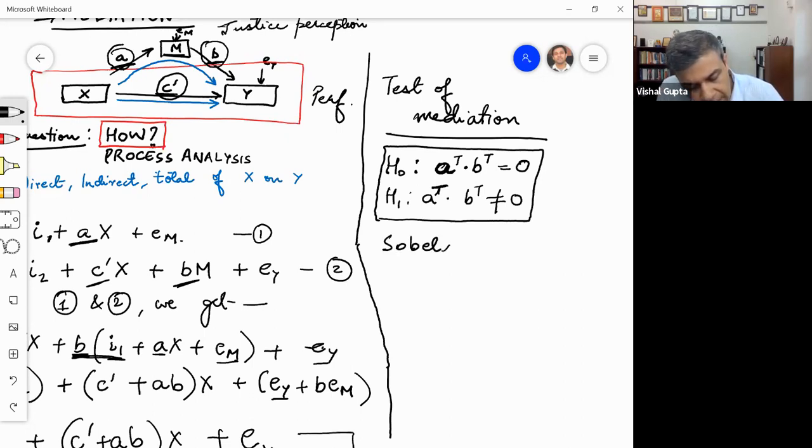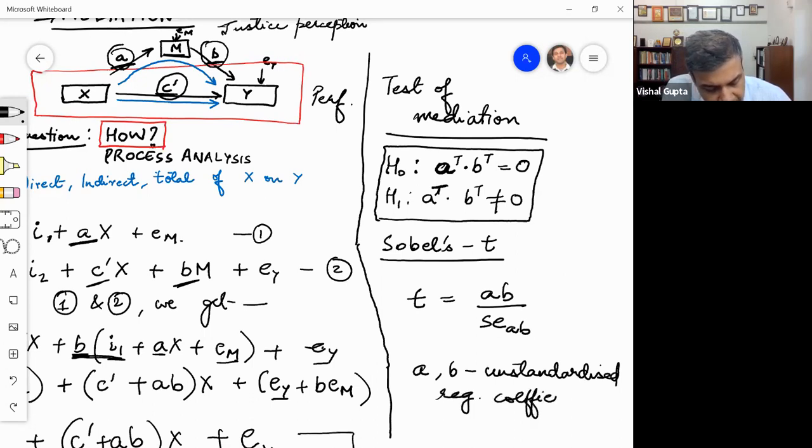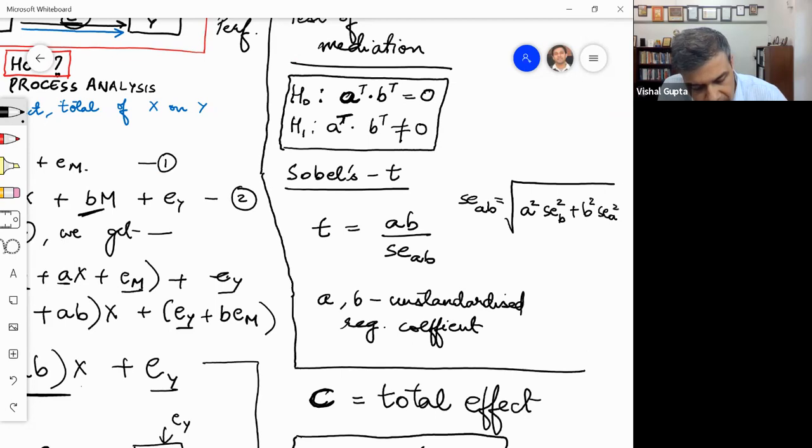There are two ways to test the significance of the indirect effect. The first one is called the Sobel's t-test, which is given by t is equal to A into B divided by the standard error of the product term AB. Here A and B, mind you, are unstandardized regression coefficients. You will get them from your regression test, and then take the product A into B. The standard error of AB is not given, so there is a formula: A square into standard error of B square plus B square into standard error of A square. So this is the formula.